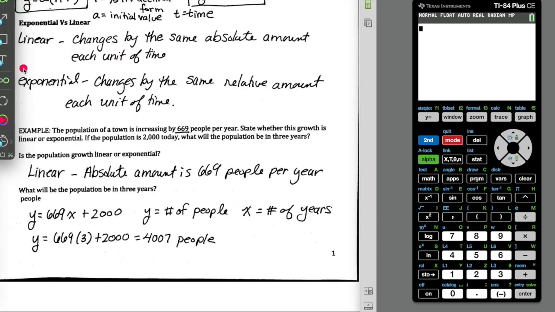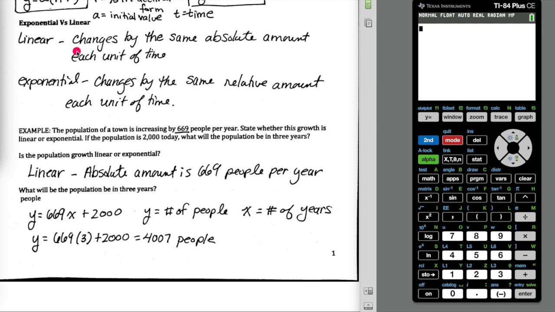Now, let's discuss the difference between exponential and linear. We know the difference in the way that the graphs look. Linear is just a straight line, and exponential has that curve that's either a growth or a decay. But when you're talking about it in the context of a problem and you're trying to decide, do I need to model this with a linear equation or an exponential equation, the way that you can tell is the way that the problem states that the growth or the decay happens.